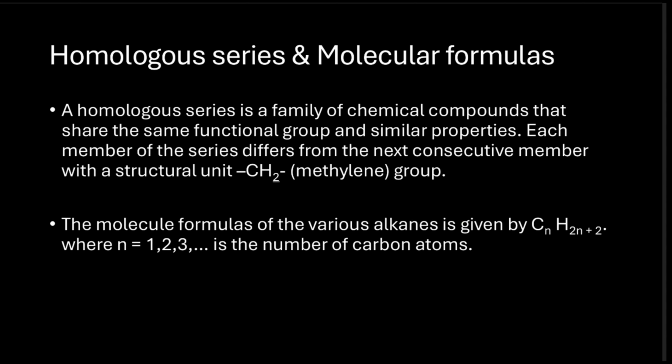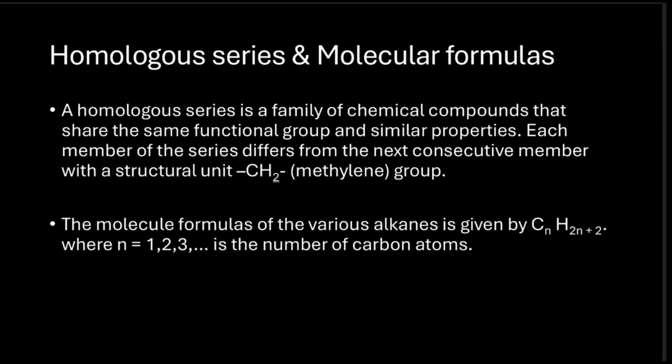So let's move on to homologous series and molecular formulas of alkanes. So what do we mean by homologous series? Homologous series are families of chemical compounds that share the same functional group and similar properties. So what do we mean by this? It means if we have a group of chemical compounds and then they exhibit the same properties, for instance, boiling points, and then they exhibit the same chemical reactivity, then we say that these chemical compounds are homologous series.